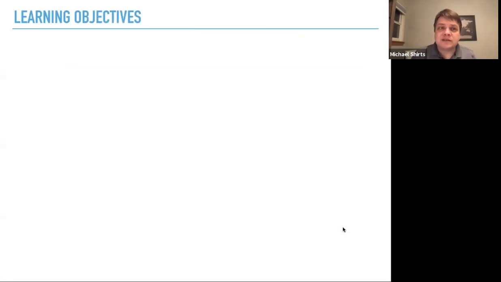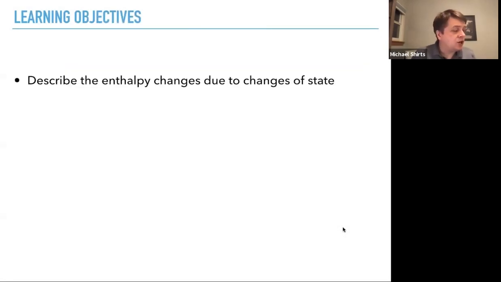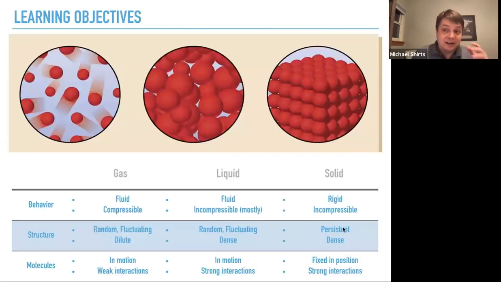So the learning objectives for this segment are going to be describing the enthalpy changes due to changes of state. So we've been talking about intermolecular interactions, and the strength of those interactions is what controls to a large extent whether we're in a gas phase, a liquid phase, or a solid phase. Intermolecular interactions are what to a large extent stabilize the liquid phase compared to the gas phase and the solid phase compared to the liquid phase.